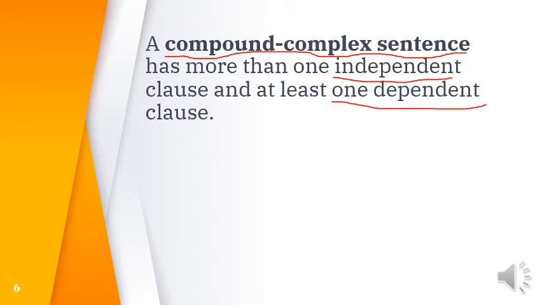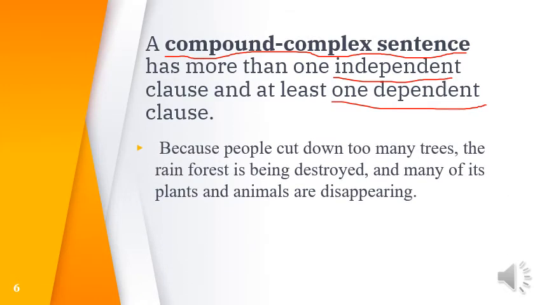So what are the conjunctions? Look here. Because, what is because? A conjunction. What does it introduce? A dependent clause. So I have first the dependent clause: because people cut down too many trees. This is the dependent clause. And then I have a comma. Why? Because I started with the dependent clause. Now I have the independent clauses. The rainforest is being destroyed. And then a comma. And what is this?